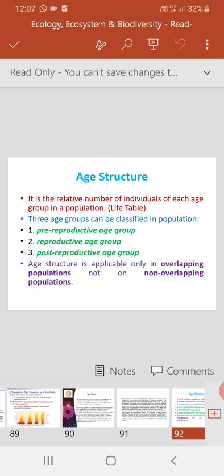And suppose a population has a post-reproductive age group number more than the reproductive and pre-reproductive age groups, it means this particular population will decline in the near future. In simple words, the pre-reproductive age group means individuals from birth to the time of puberty, where they achieve their reproductive potential. That time period, from birth to the achievement of reproductive potential, is called the pre-reproductive age group.